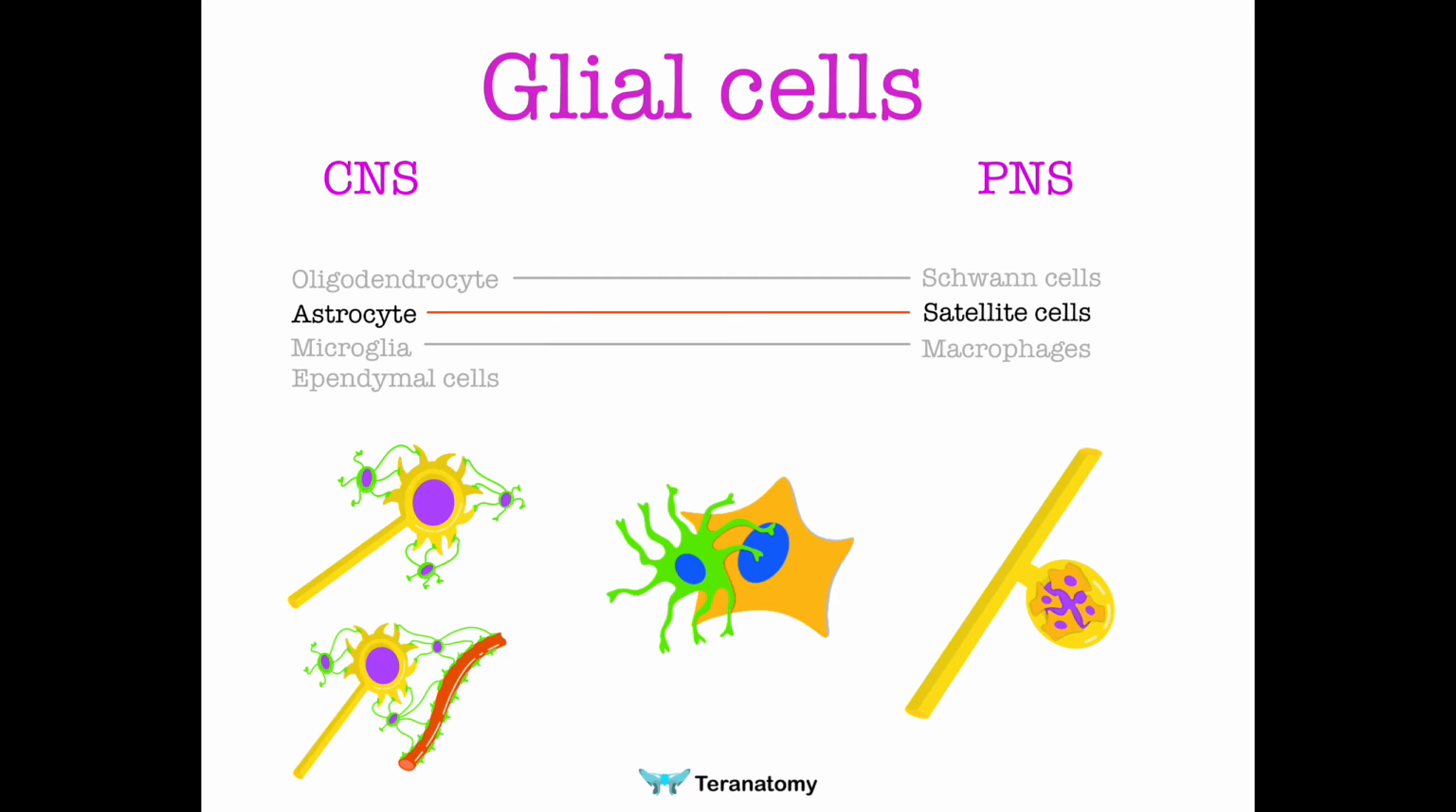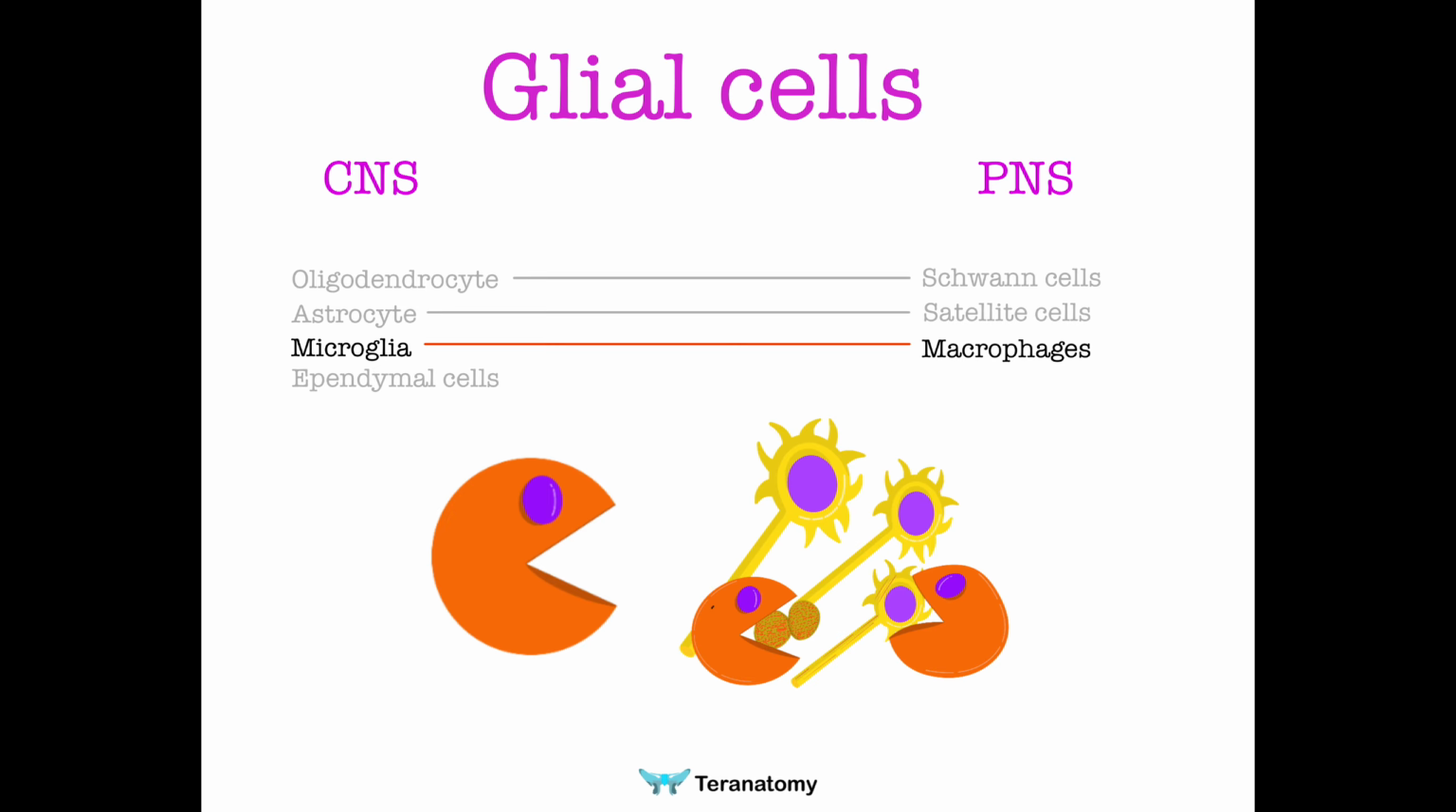Satellite cells, on the other hand, serve as supportive cells around neuronal bodies in peripheral ganglia, helping regulate the microenvironment of these neurons. Now let's look at microglia in the central nervous system and macrophages in the peripheral nervous system. These two cell types are functionally analogous. They serve as the immune surveillance and phagocytic cells of the nervous system.